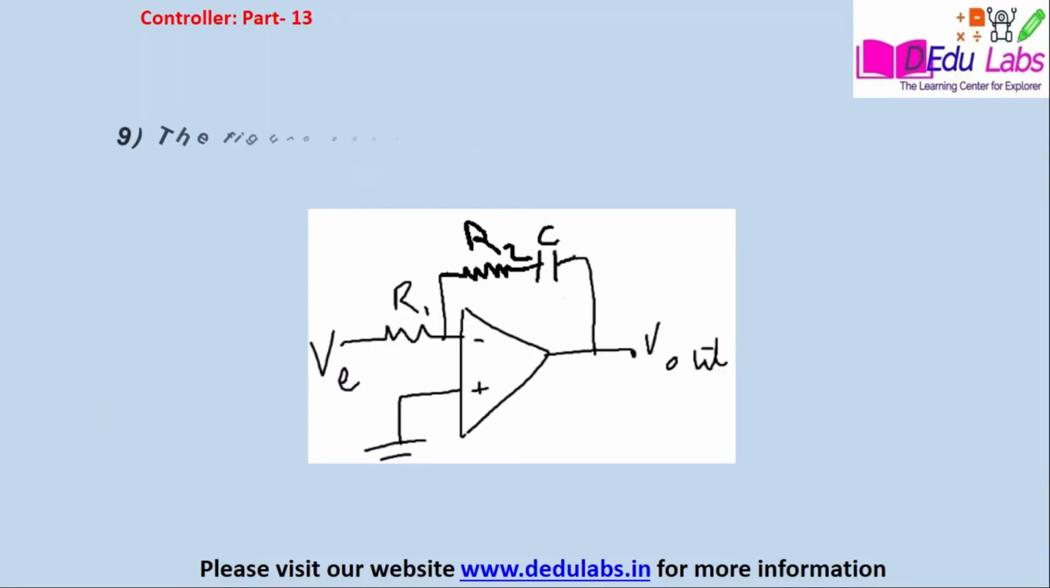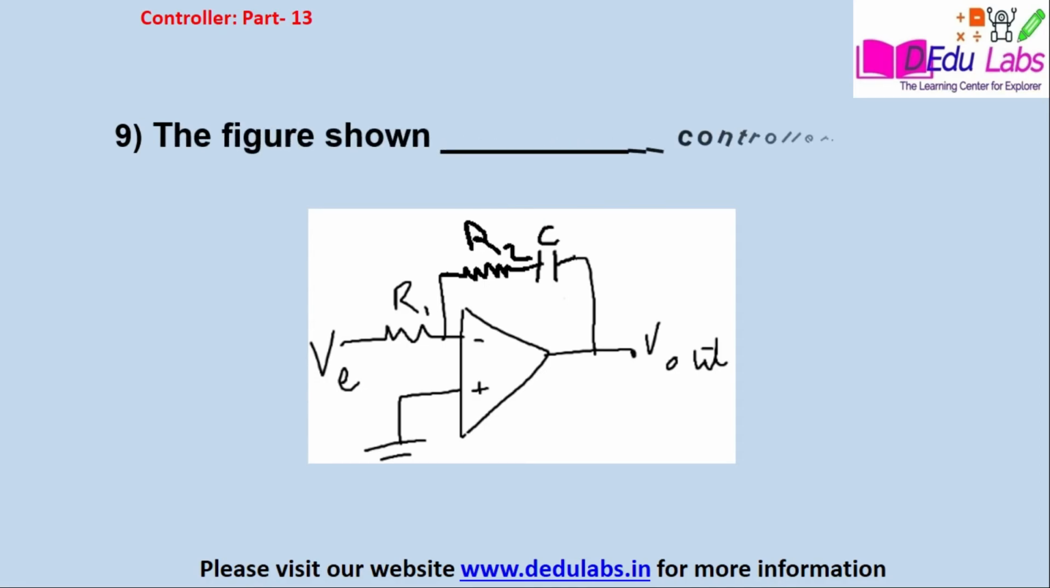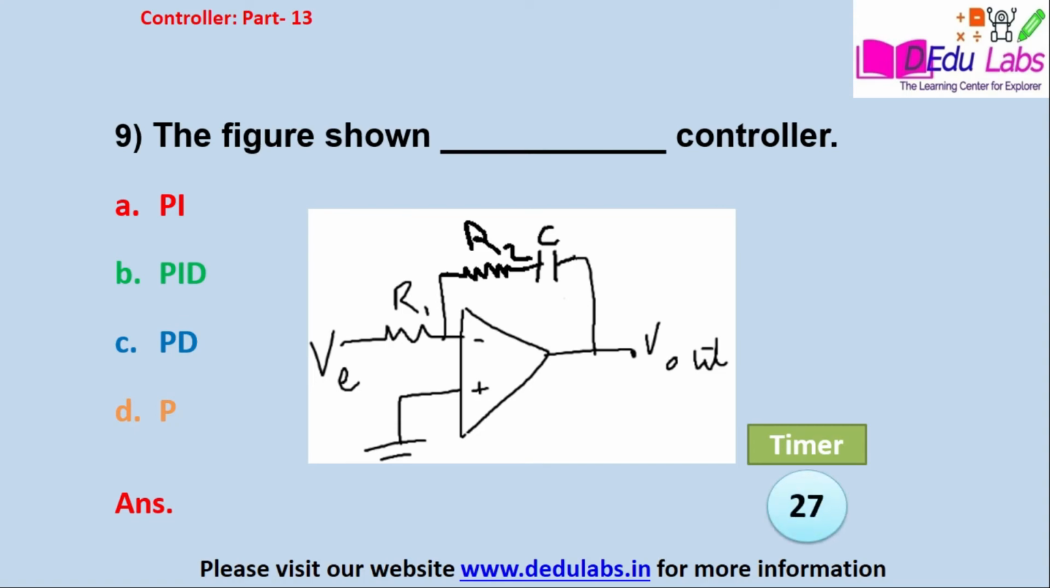Question number 9. The figure shown below represents a blank controller. Option A, PI, that is proportional integral. Option B, PID, that is proportional integral derivative. Option C, PD, that is proportional and derivative. Option D, proportional. The answer is option number A, that is proportional integral, that is PI.